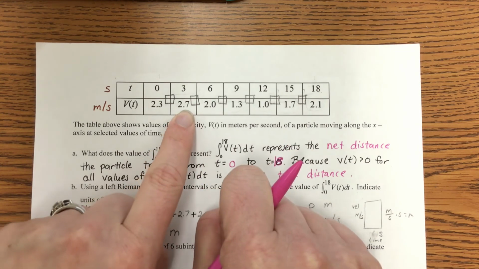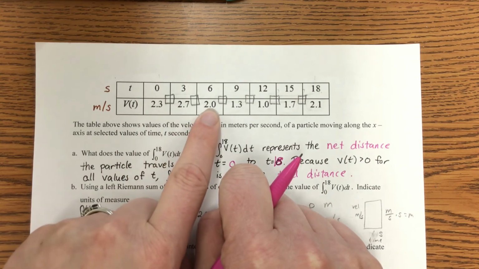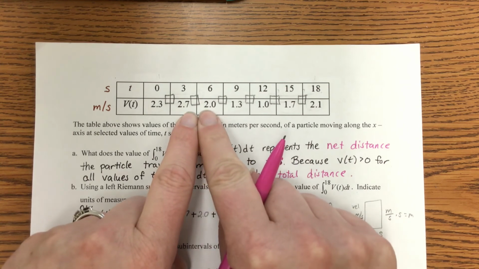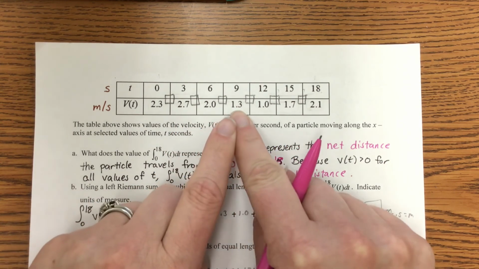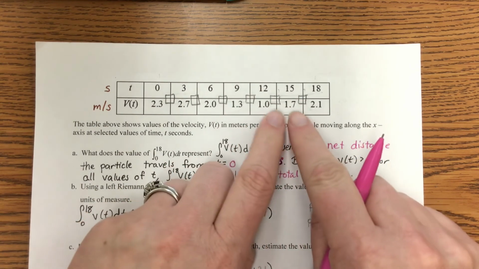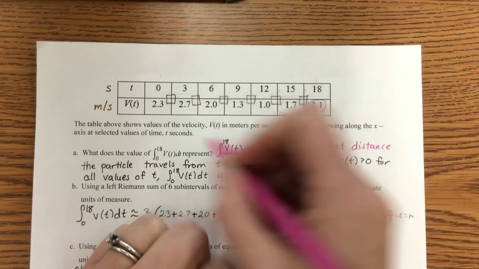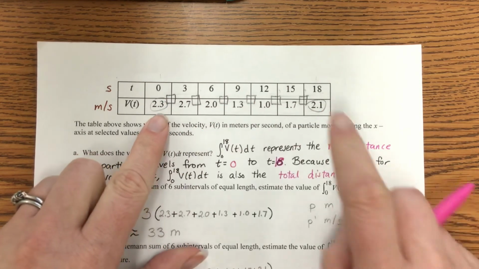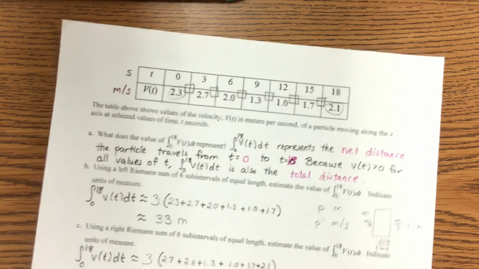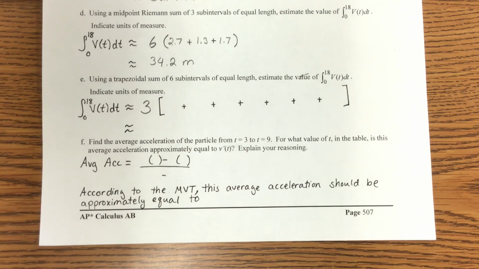You might notice that that 2.7 gets used for the first trapezoid and it gets used for the second trapezoid. 2.0 is going to get used for second and third. 1.3 gets used for third and fourth. 1.0 gets used twice. 1.7 gets used twice. But 2.1 is only the height of the last one. So 2.3 and 2.1 only get used once apiece. Okay, I'm going to show you something. It's going to make the trapezoid ones a little bit easier because they're kind of annoying.